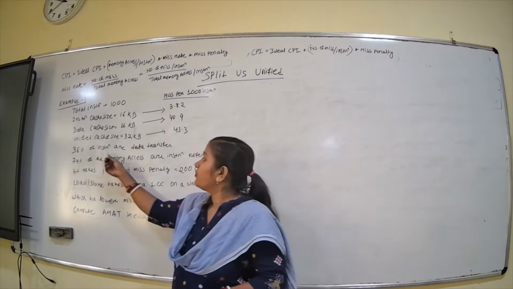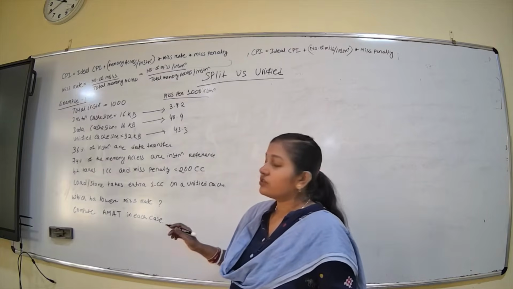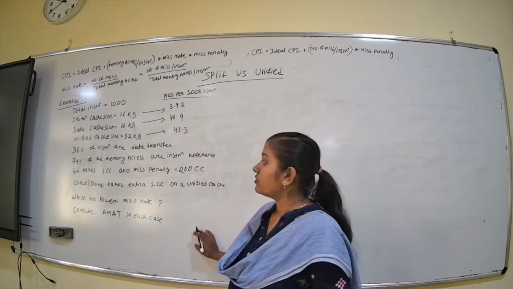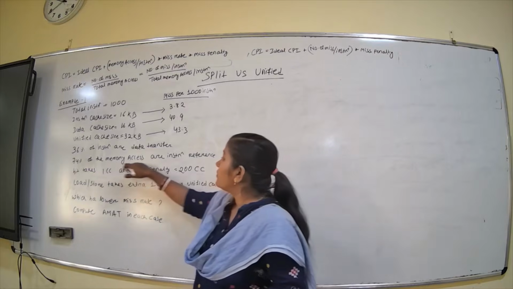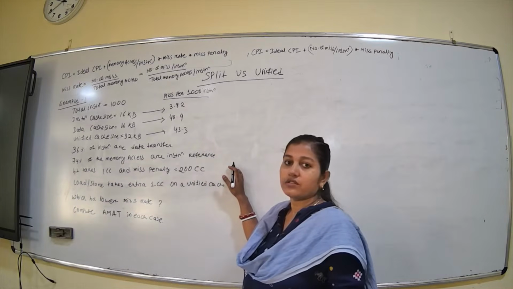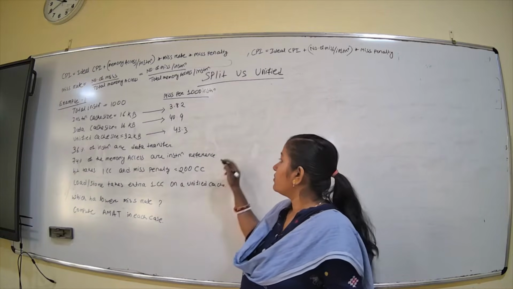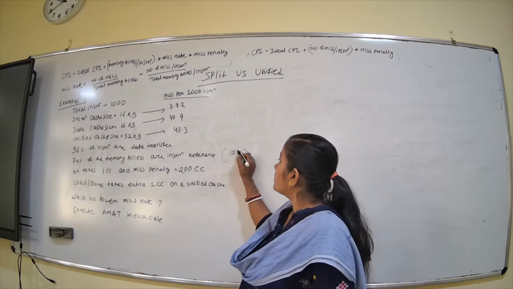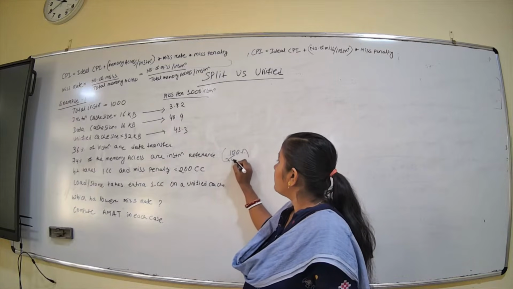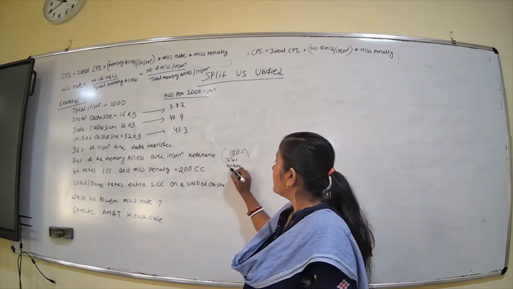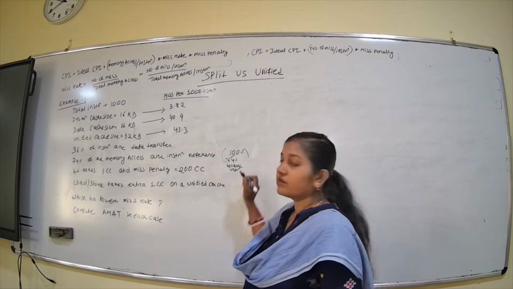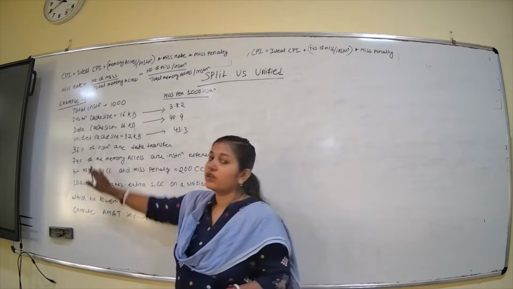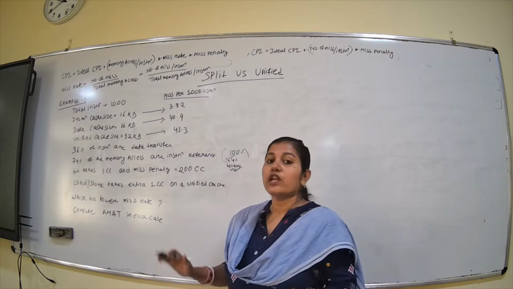The information is 36% of the instructions are data transfer, that means load and store. 74% of the memory accesses are instruction references. That means out of 100% memory accesses, 74 are because of the instruction. Okay, it is explicitly given. If it is not given, also you can calculate.